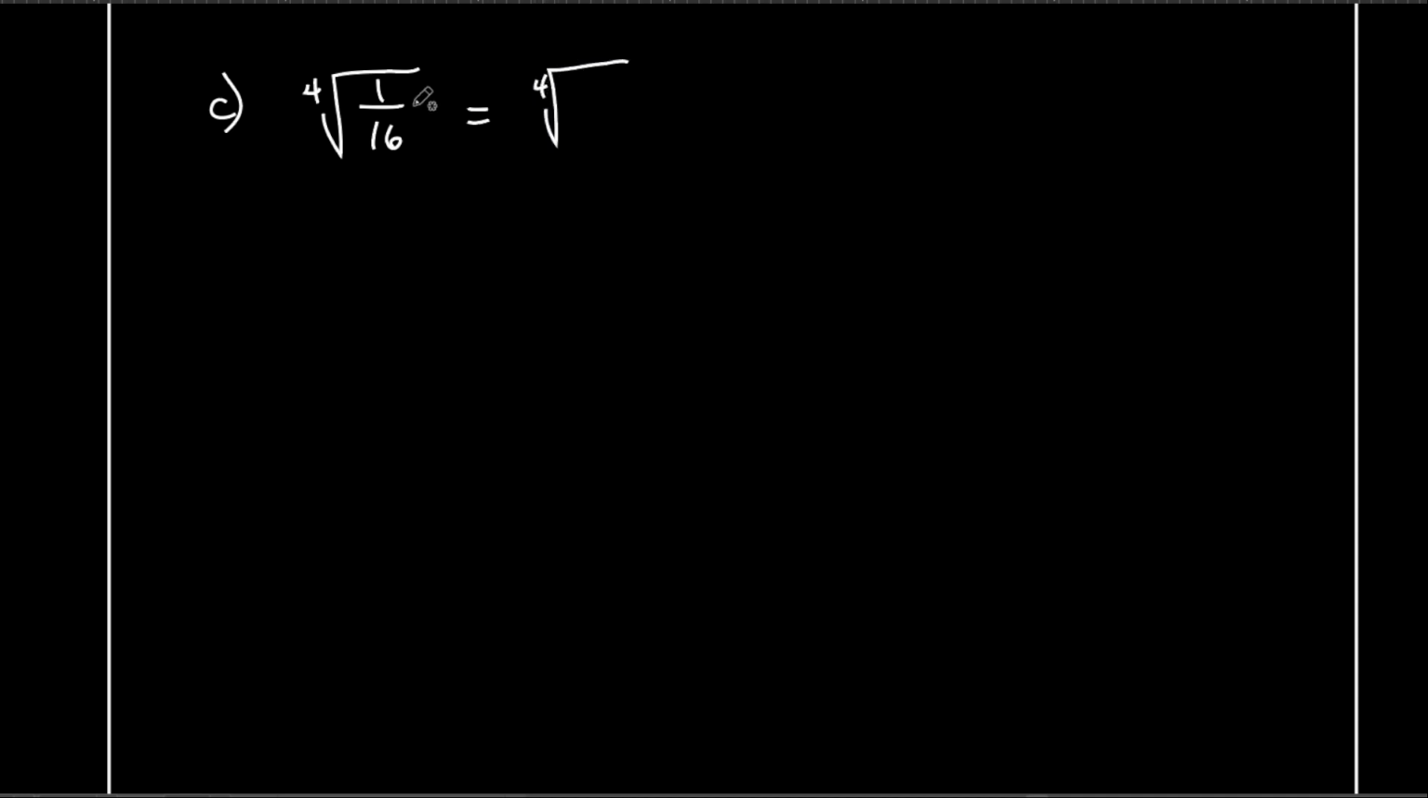They decide, let's write 1 over 16 to a fourth power. Can we write 1 over 16 as something to the fourth power, so that the fourth power and the fourth root will cancel each other out? That's what we're trying to do here. So can you do that?